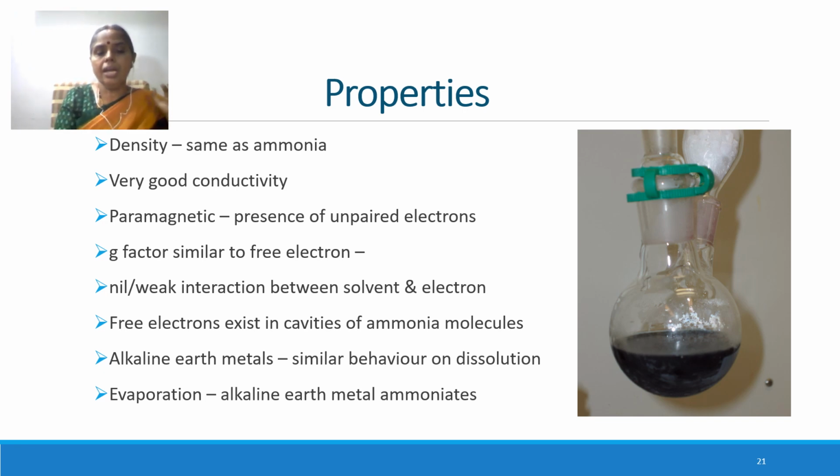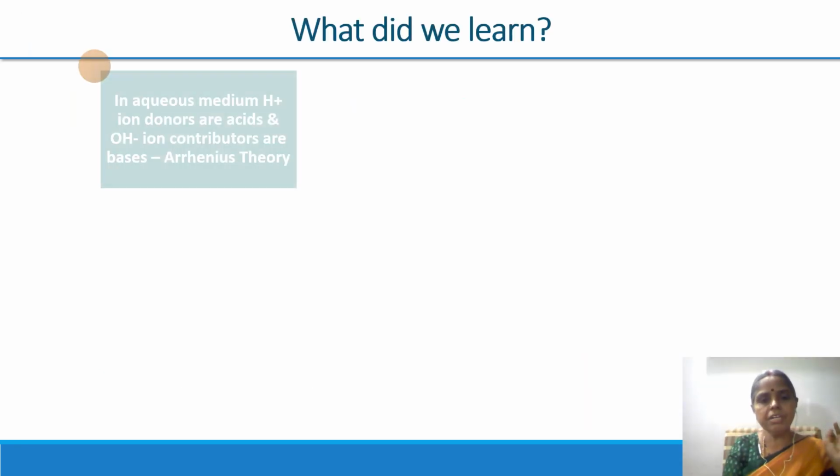So, these are the properties of the solutions formed by alkali and alkaline earth metals in liquid ammonia. We have seen their unique behavior, forming 3 different colors of alkali metals in liquid ammonia. We have also seen the properties of alkali and alkaline earth metals in liquid ammonia. So, we come to the concluding part: what did we learn?